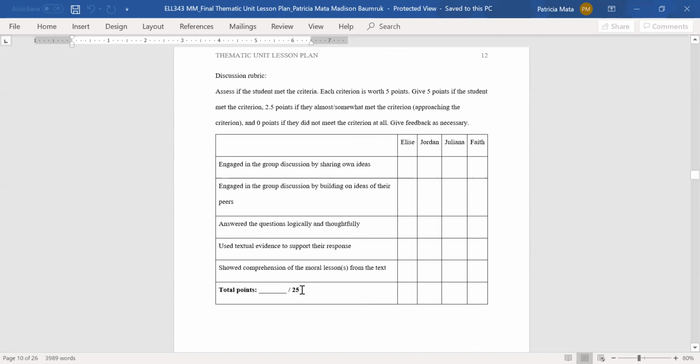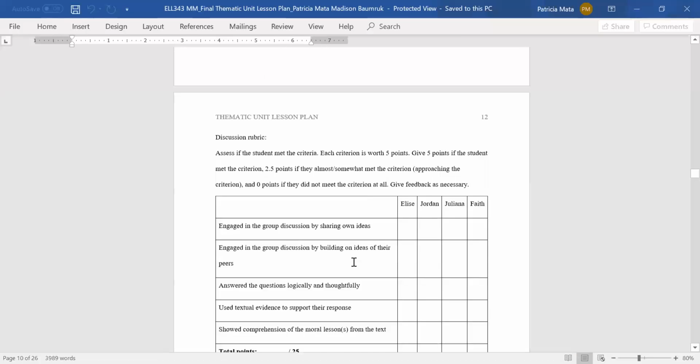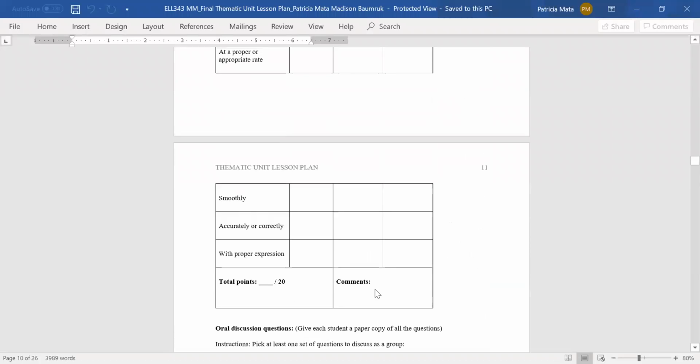So this would be the rubric for the class discussion. So you would have the students' names here, the criterion here, and then you would give them points. So 5 if the student met the criterion, 2.5 if they almost or somewhat met the criterion, and 0 if they did not meet the criterion at all. And then, like I said, it would be highly suggested that the teacher should be giving direct or immediate feedback to the students.